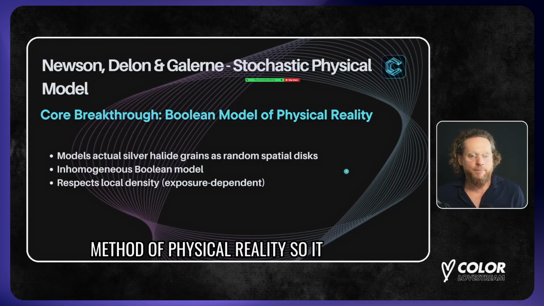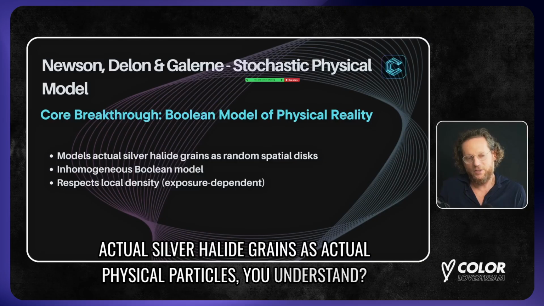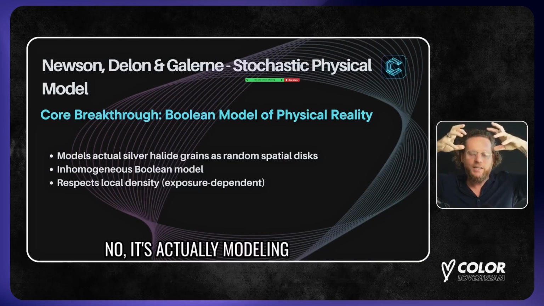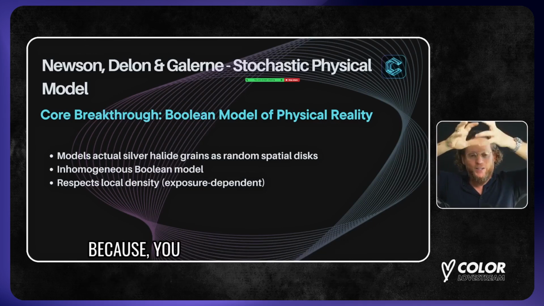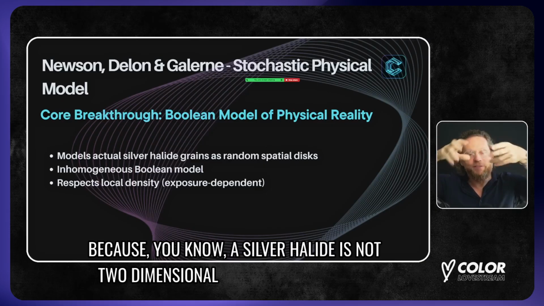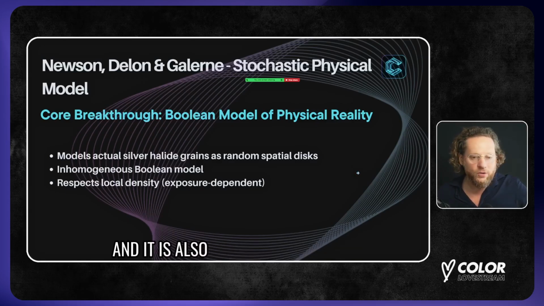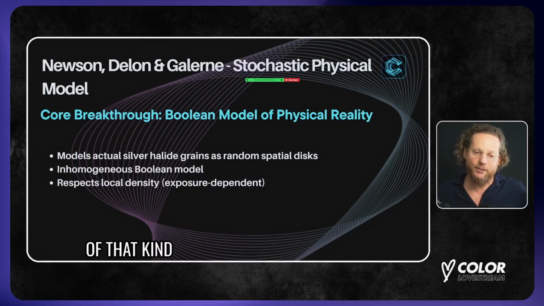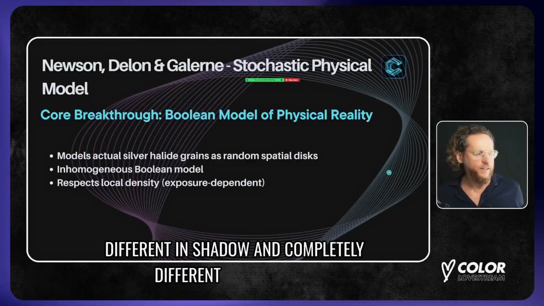Okay, so basically what happened now is that we have a completely new method of physical reality. It models actual silver halide grains as actual physical particles. You understand? So it's not using noise. No, it's actually modeling the grain, which is why I secretly called it a B grain, right? Because a silver halide is not two-dimensional and flat. It has its shape, right? It's a three-dimensional shape. And it is also incredibly exposure dependent, which is a super important part of the problem we had with film scans, that they would look completely different in shadow and completely different in highlight.